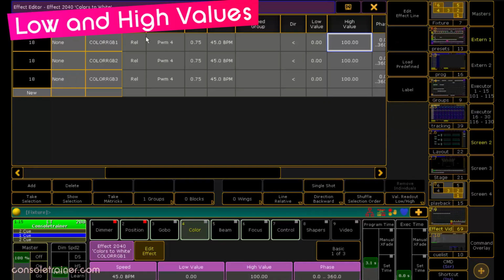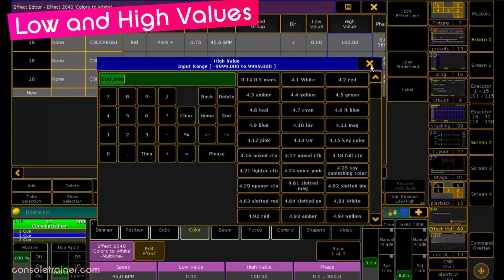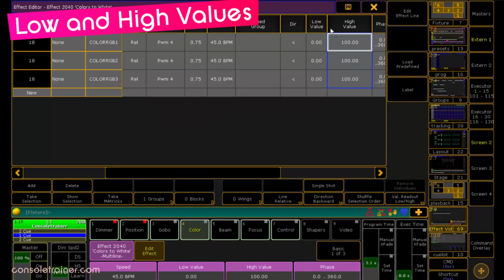They didn't want to have to write a new effect for every color in their color pool. A relative effect with a high value that sets the lights to white makes this no problem, and you don't even need to use a preset, unless, of course, you want to be specific about the color that is white. In this effect, I'll leave the color mixing effect line's low value at 0 and set high to 100.